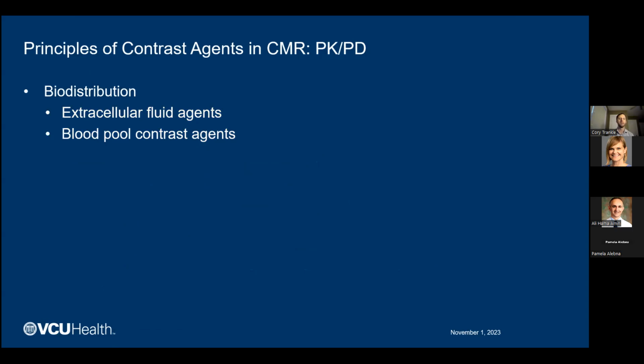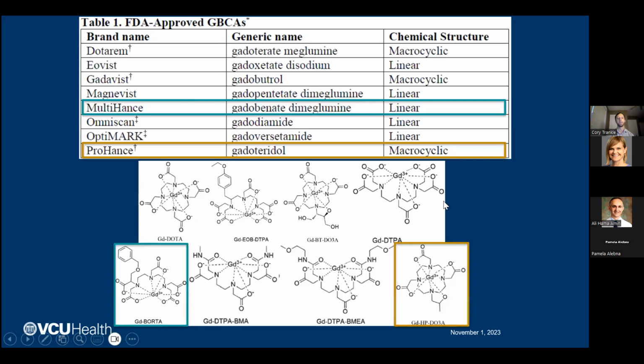If, on the other hand, you are interested in tissue characterization and you want the agent to escape the intravascular space and seep into places like the myocardial scaffolding, the extracellular space within the myocardial architecture, then you don't want a blood pool agent. You want an extracellular fluid agent, which is typically what we are using in the CMR lab.